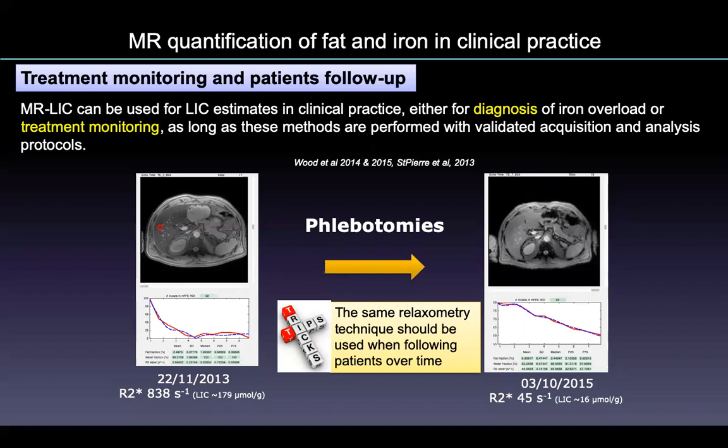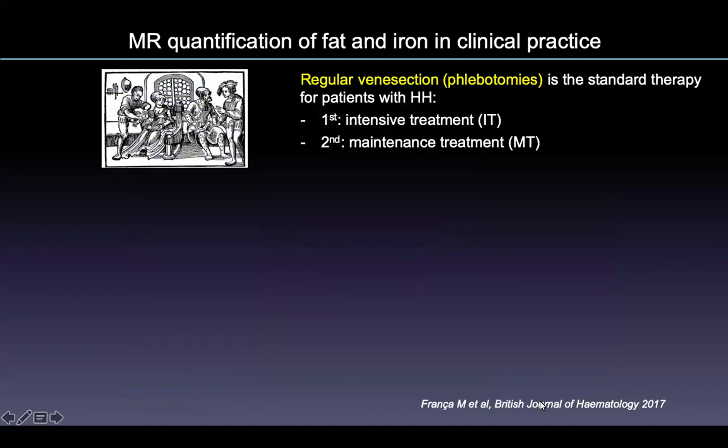in different time points. This is an example of a patient with hereditary hemochromatosis by the time of diagnosis and after treatment. And we can see that the R2 star measurements now are normal. Another potential role of MR in hereditary hemochromatosis is to predict the duration of treatment. So these patients are treated first with intensive treatment with weekly phlebotomies to deplete the iron stores, and then with phlebotomies every 3 months to maintain the low ferritin values.